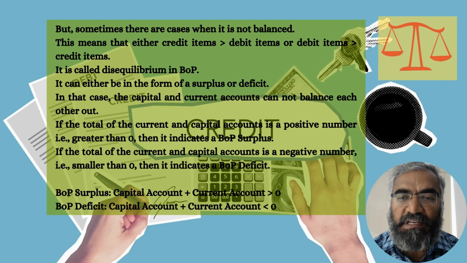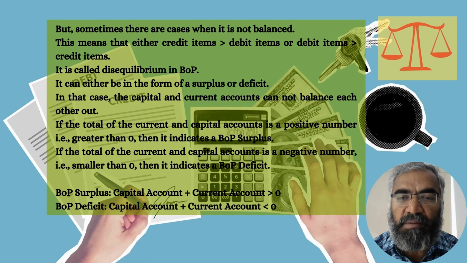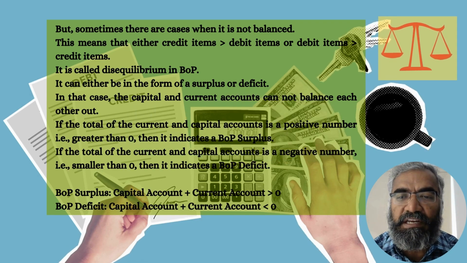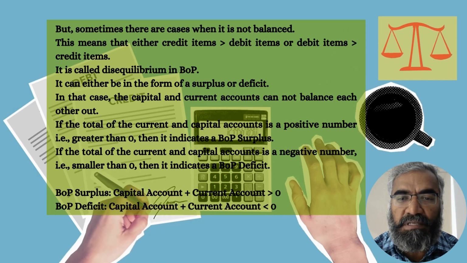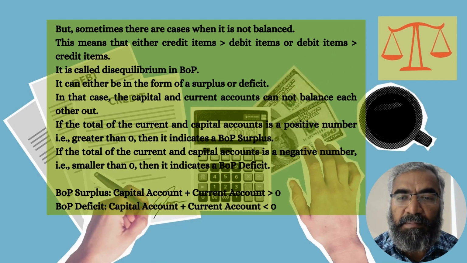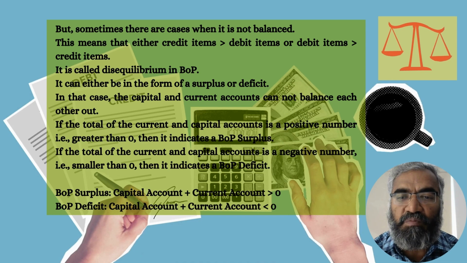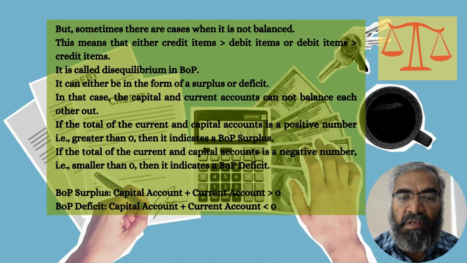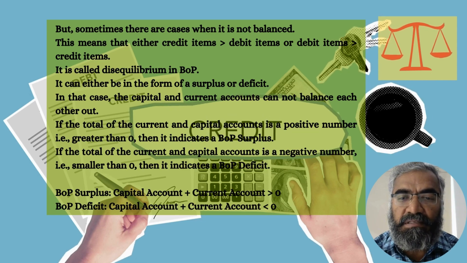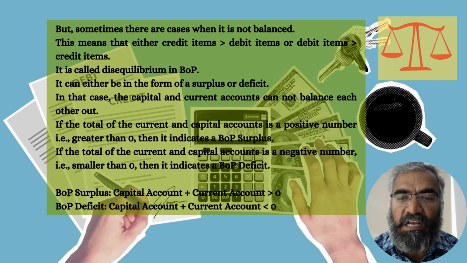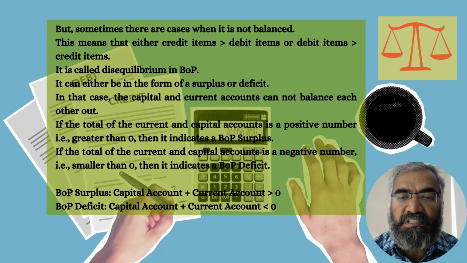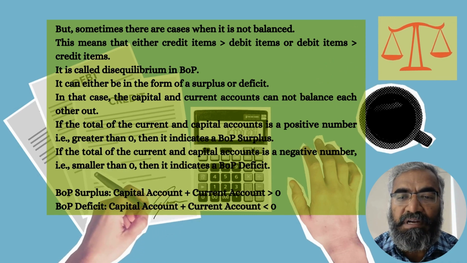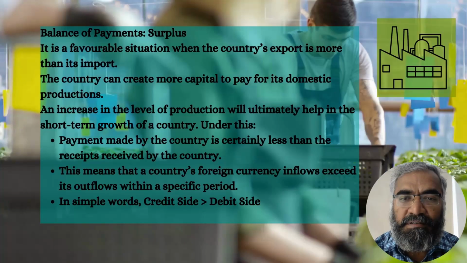If the total of the current and capital accounts is a positive number, greater than 0, then it indicates a BOP surplus. If the total of the current and capital accounts is a negative number, smaller than 0, then it indicates a BOP deficit. BOP surplus means capital account plus current account greater than 0. BOP deficit means capital account plus current account less than 0.